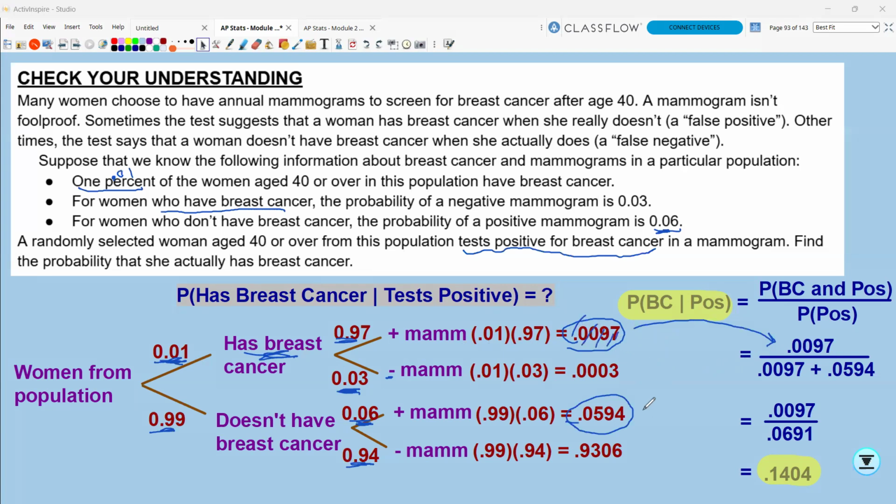And then both of these will be on the denominator because that's all of the possibilities that have a positive mammogram. And so if you divide 0.0097 by the sum of these, which is 0.0691, you get about 0.1404. In other words, the probability that a woman has breast cancer, given that she tests positive, is only 14%. And that's not too good, actually, is it? But that's the answer to this question. So let's look on to the next example.